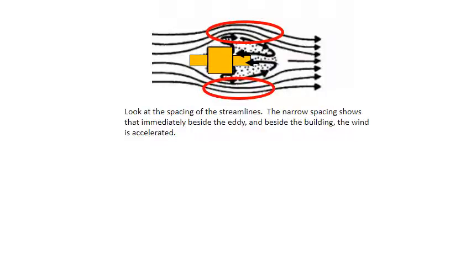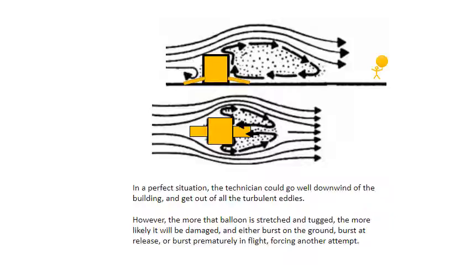Look at the spacing of the streamlines. The narrow spacing shows that immediately beside the eddy and beside the building, the wind is accelerated. In a perfect situation, the technician could go well downwind of the building and get out of the turbulent flow. However, the more the balloon is stretched and tugged, the more likely it will be damaged and either burst on the ground, burst at release, or burst prematurely in flight, forcing another attempt.